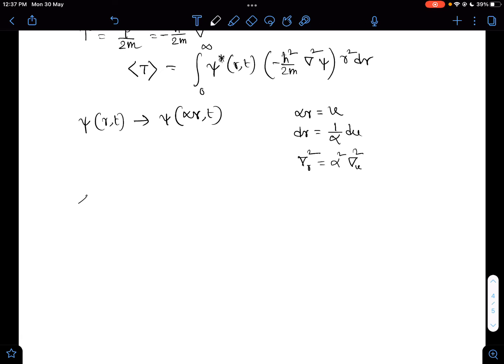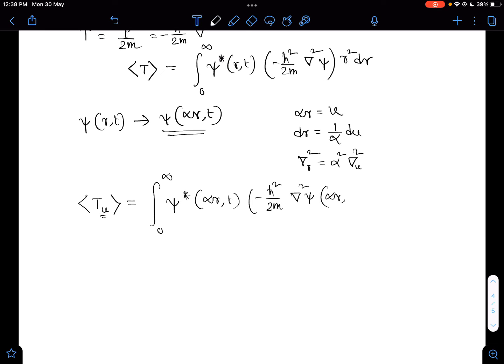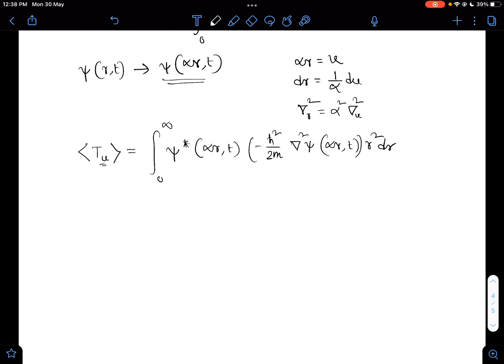So our new, or final, kinetic energy after we change to this form will be, with limit from 0 to infinity, psi star of alpha r, then h cut square by 2m, grad square psi, where psi is a function of alpha r, and here we have r square dr. So this will be our final kinetic energy.